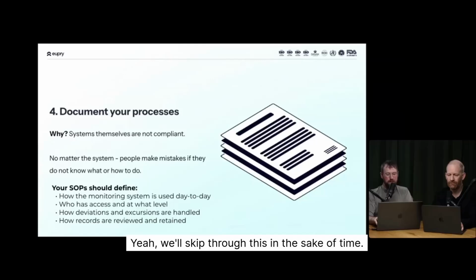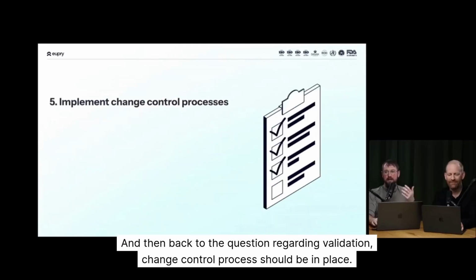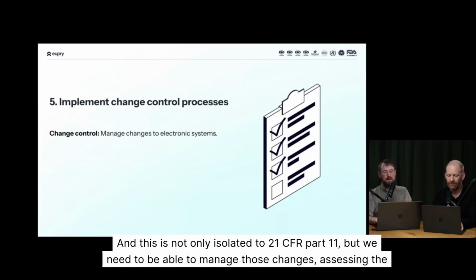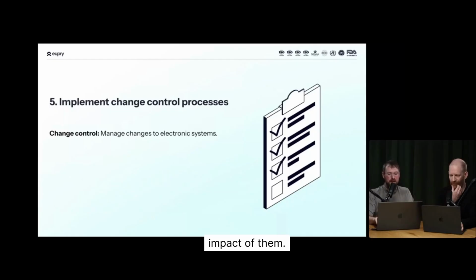Yeah, we'll skip through this for the sake of time. And then back to the question regarding validation. Change control process should be in place. So we want to manage these changes to electronic systems. And this is not only isolated to 21 CFR Part 11, but we need to be able to manage those changes, assessing the impact of them.